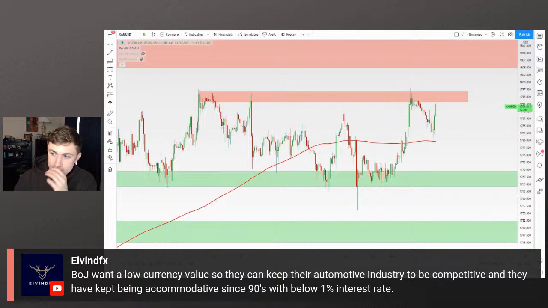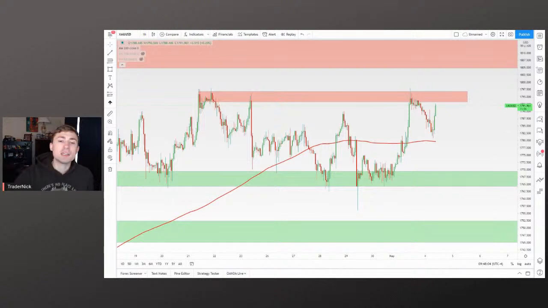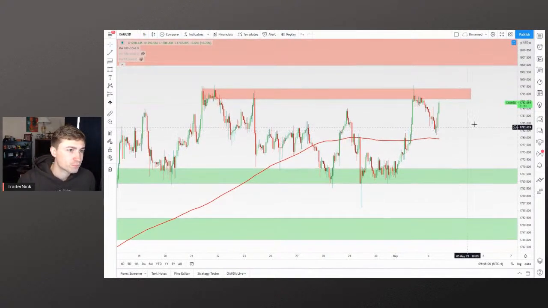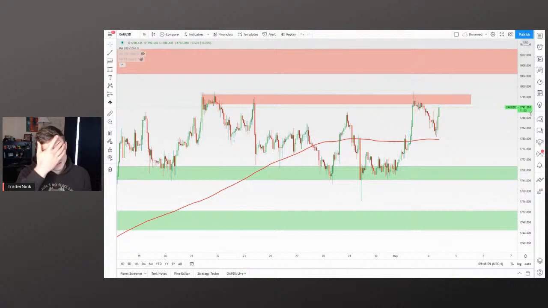Bank of Japan wants a low currency value so they can keep their automotive industry competitive, and they have kept being accommodative since the 90s with below 1% interest rate. Yeah, Elvin, that's a good point. The idea here with the Bank of Japan is that a weaker currency is better for their trade war, especially with the automotive industry, with all their cars that they make. It's easier for them to export when their currency is weaker, right? Nobody really wants an incredibly expensive currency because it makes you less competitive globally.